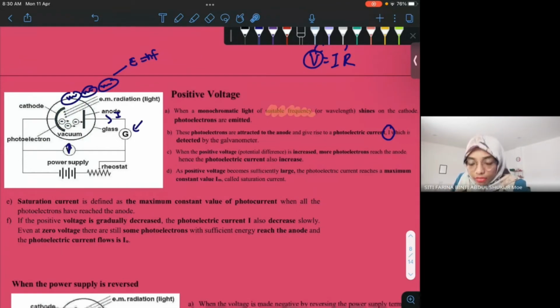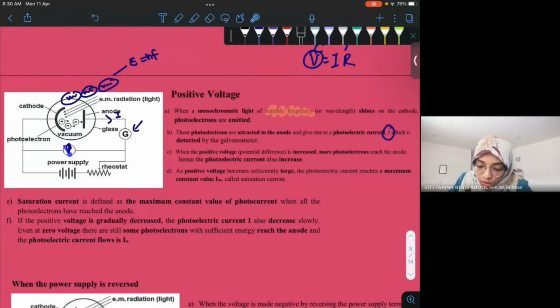Okay, after that what we are going to do is we are going to gradually decrease the voltage pula. So kita kurangkan balik rheostat supaya kita boleh decrease the difference between the cathode and anode dekat sini. So bacaan dekat sini akan mula berkurang. So as the voltmeter reading slowly decreases, okay, photocurrent kita pun akan slowly decrease. Maka galvanometer kita daripada 5 tadi pun dia akan slowly decrease.